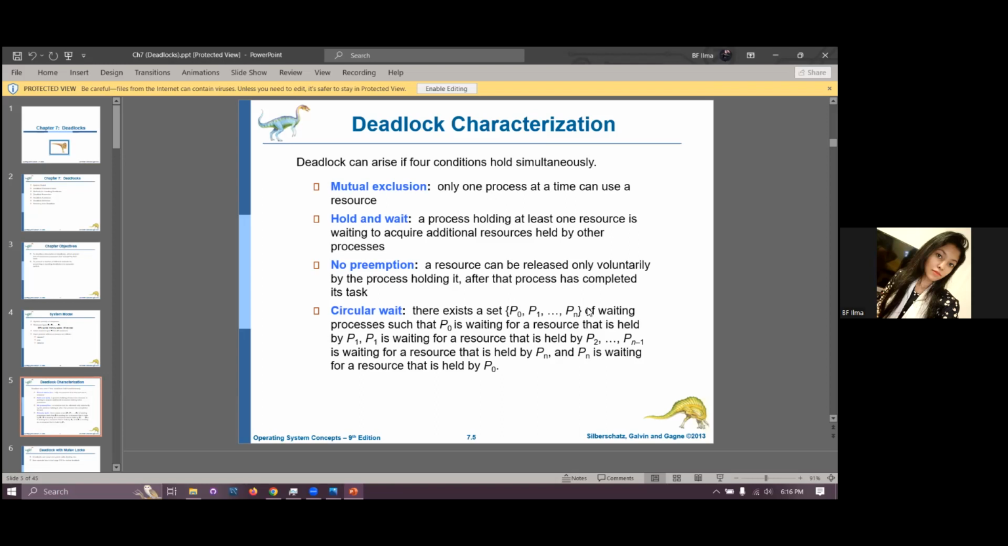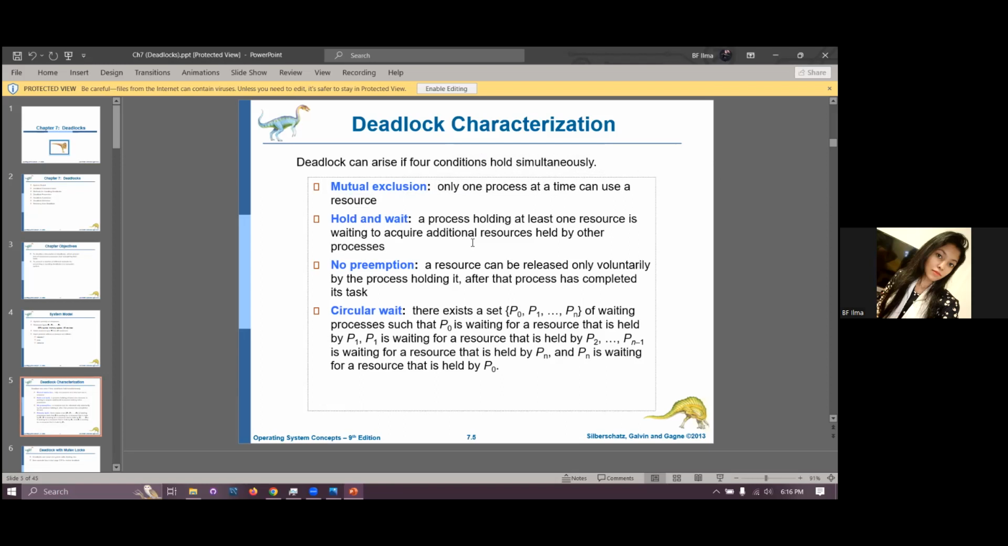There are 4 conditions that must occur simultaneously for a deadlock to happen. Let's go through them. First is mutual exclusion, which means only one process can use a resource at once. The other one is hold and wait, which means a process holding at least one resource is waiting for resources held by other processes.